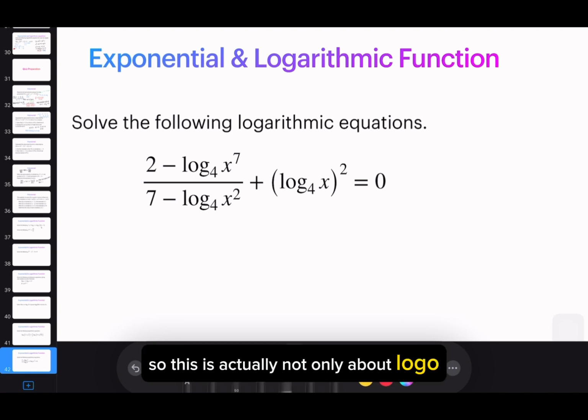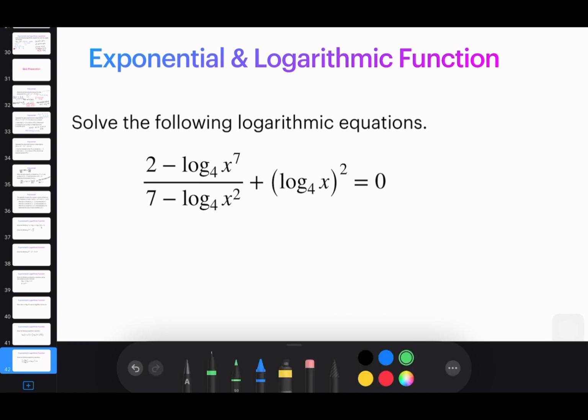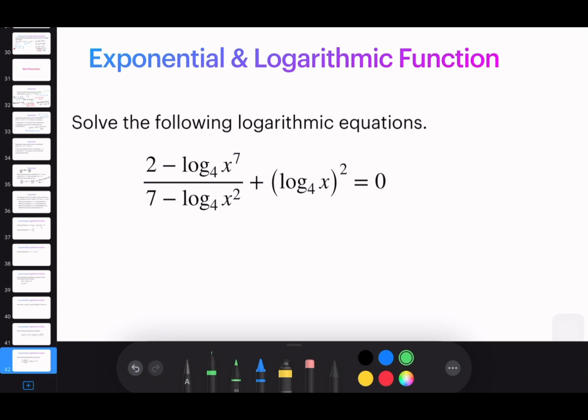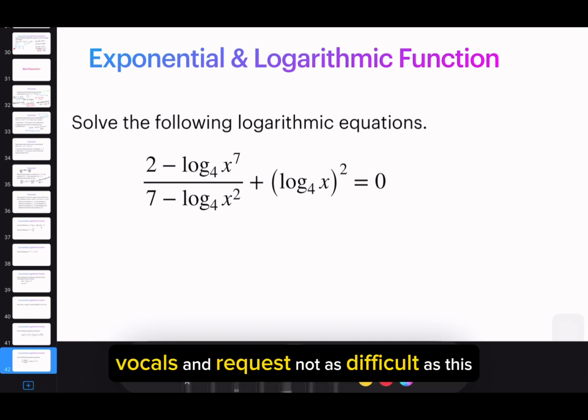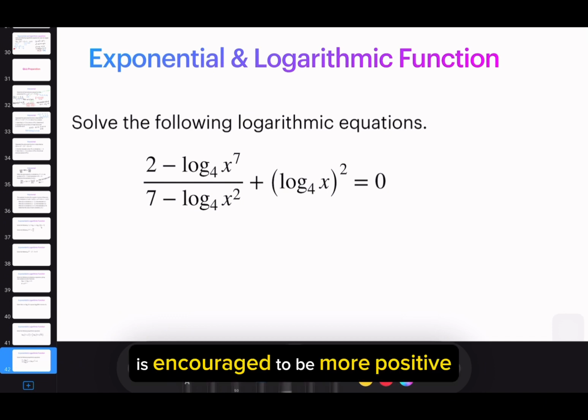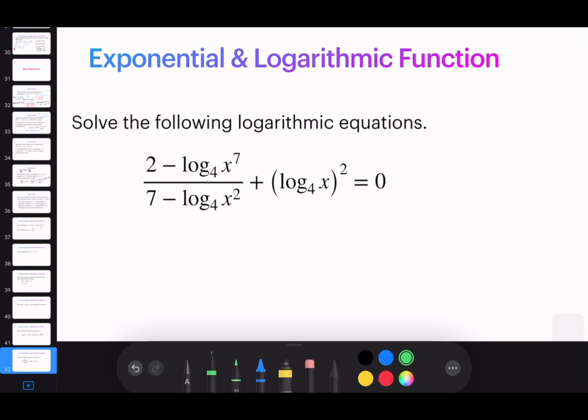So this is actually not only about logarithms, but you will see later it's also about polynomials. But quite challenging. If you get this, no need to worry about Monday, please. But for the quiz, it's not as difficult as this. Just to encourage you to be more positive.